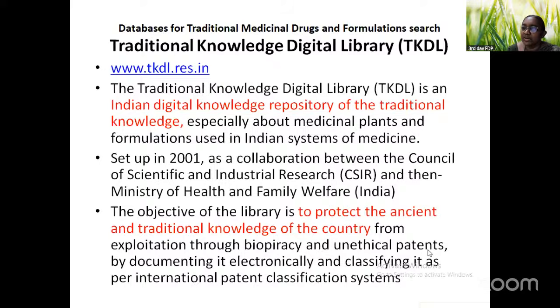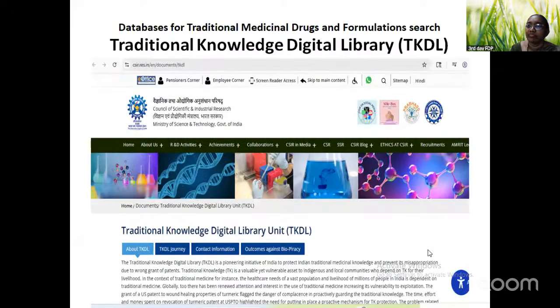This was created to protect the ancient and traditional knowledge from biopiracy and unethical patents. Through this only, in HDT we have studied the patenting issues of neem and turmeric. Through these agencies, they are able to provide the Vedic traditional texts by which we can claim that neem and turmeric are of Indian origin, so that the US patents were cancelled by the data provided by these agencies. So this is the home page for the TKDL.